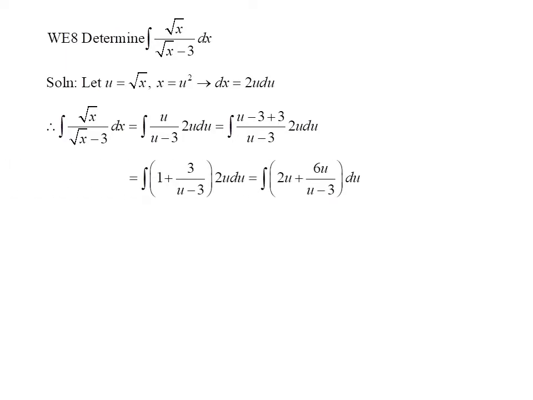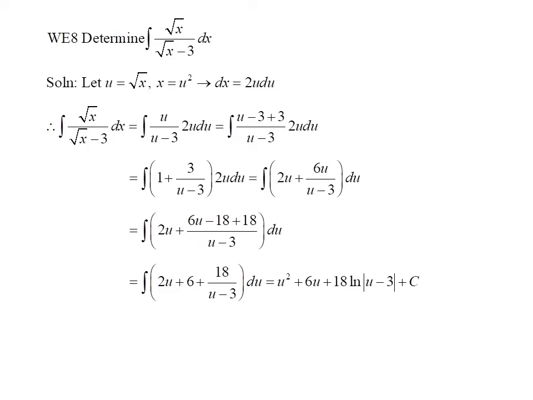After being further transformed and simplified, the antiderivative is written to the integral of 2u plus 6 plus 18 over the result of u minus 3, or in parentheses, du, which equals u squared plus 6u plus 18 ln of the modulus of u minus 3 plus c. After being substituted back to the variable x, the antiderivative equals x plus 6 square root of x plus 18 times ln of the modulus of square root of x minus 3 plus c.